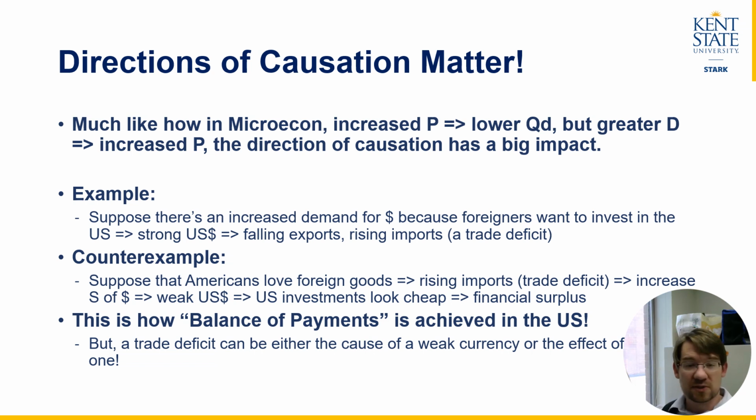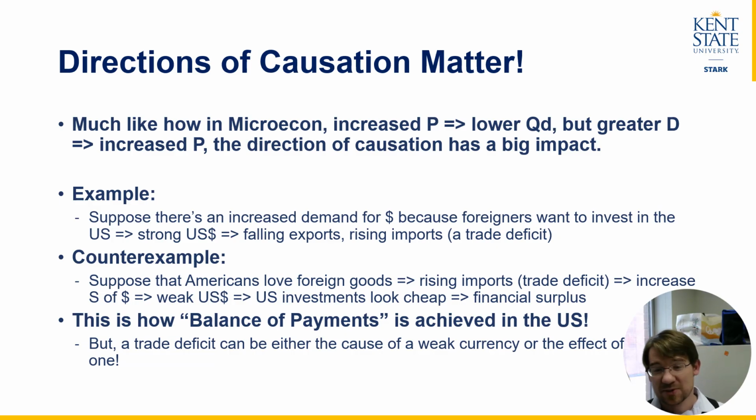Now, I'd also note that this example and counterexample describe how the balance of payments is achieved in the United States. That is to say, foreigners want to invest in the US. What does that mean? That means we have a financial surplus. This leads to the strong dollar, which creates a trade deficit. So add together the trade deficit and the financial surplus, and they cancel out.